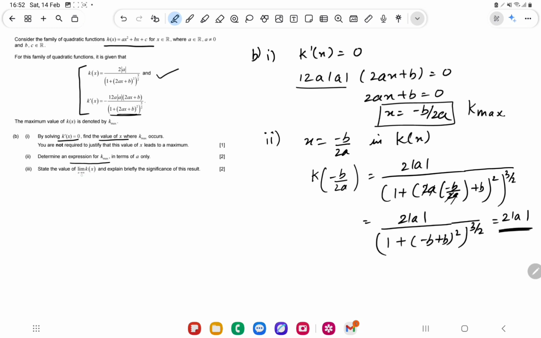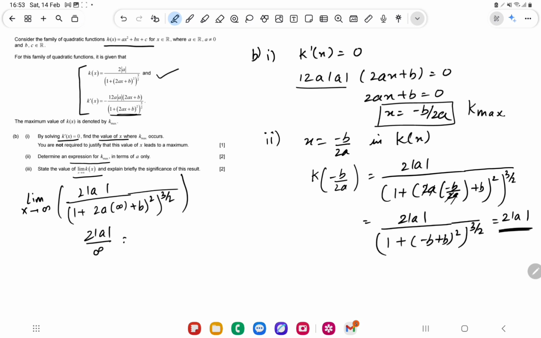Now for the third part we have to find the value of this. So I will write it as the limit as x tends to infinity. My k(x) function is 2 modulus a over 1 plus (2a times x) whole square to the power 3 by 2. Since x approaches infinity, it becomes 2 modulus a by infinity, which is nothing but 0. So this is my value for when x tends to infinity. And we also have to explain briefly the significance of the result.